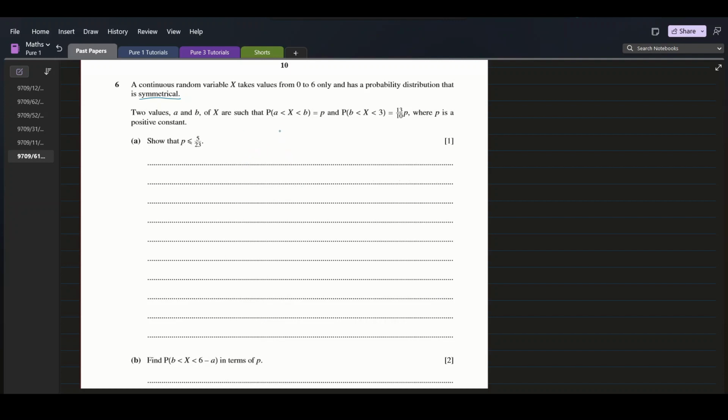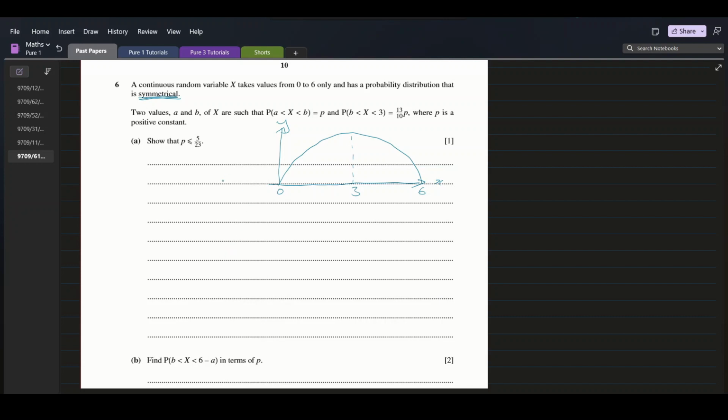Okay, so let's sketch a diagram of what our PDF would look like. So this is the x-axis, that's the y, and I'm just going to draw something symmetrical. Since the keyword they gave us in the stem is symmetrical, they didn't tell us the shape of the PDF, they didn't tell us what type of function it is, and they told us it runs from 0 to 6. And since it's symmetrical, it means that the middle point is equal to 3.